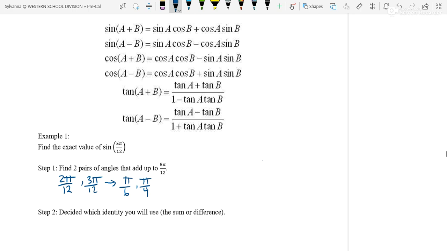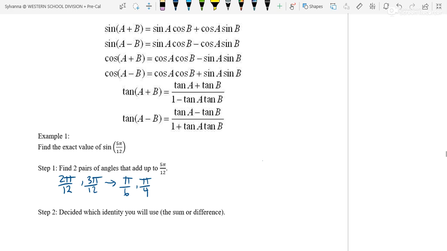These are the two angles that I actually know the exact value triangles for. If I pick something like pi over 12 and 4 pi over 12, don't write this down by the way, yes, they add up to 5 pi over 12, but do I know my exact value for that angle? No, I don't know anything for pi over 12, so I wouldn't pick something like that.